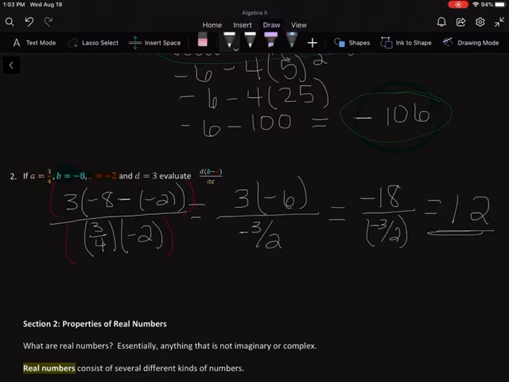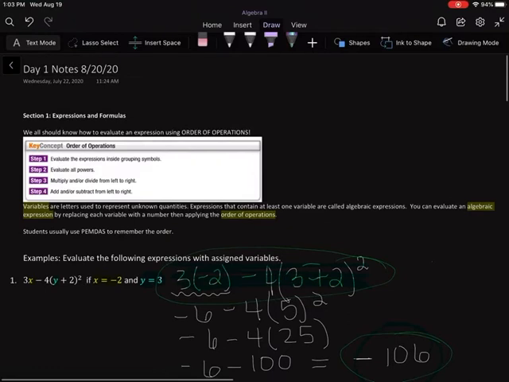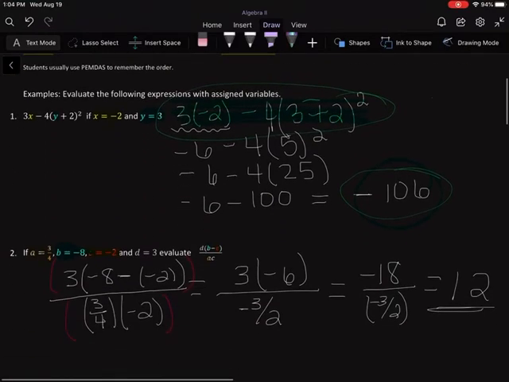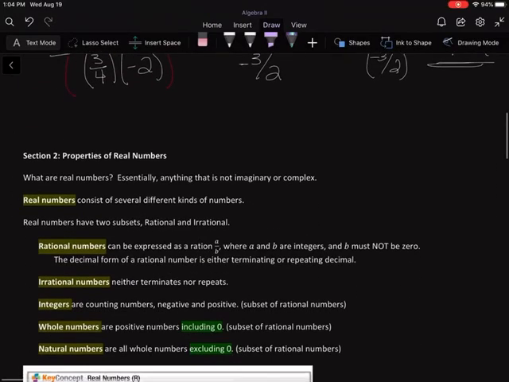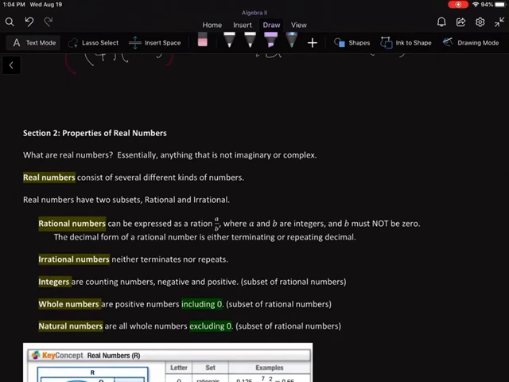Okay, so really all of section 1 was expressions and formulas. I left out the formulas part. The formulas basically, again, were to plug in specific values to a formula. So pretty basic. So section 2, properties of numbers.